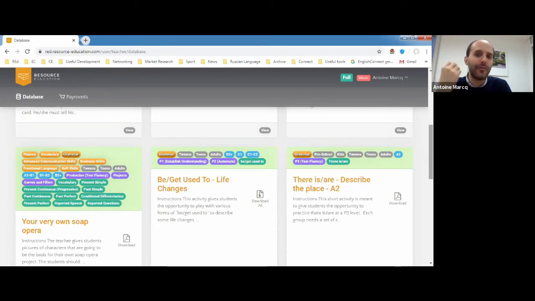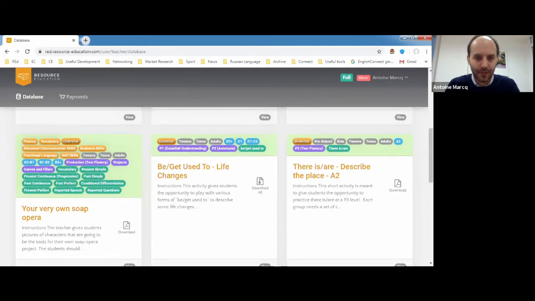Because there are some very standard expressions actually with be get used to. For example, I can't get used to it. I've never gotten used to it. These are pretty standard expressions that come up a lot. I don't think you'll ever get used to that. I'm slowly getting used to. There are standard expressions like that that we use much more than other versions of be and get used to.